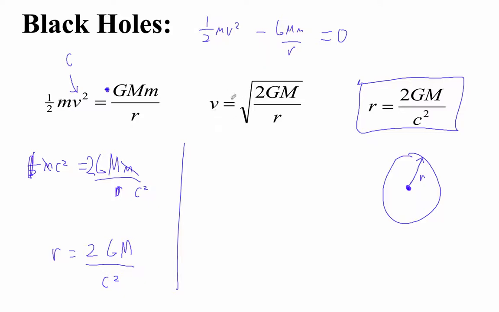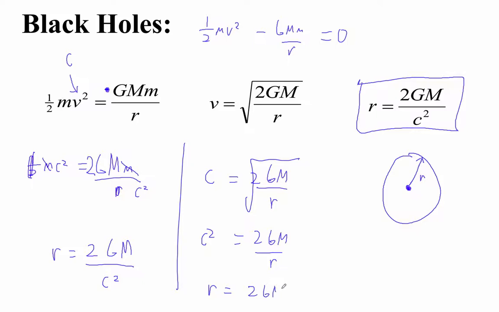They also give you this velocity equation, the orbital velocity equation, right? So if I say c is equal to the square root of 2GM over r, square both sides, so c squared is 2GM over r. Switch these, and r is 2GM over c squared. But anyway, there it is, right?